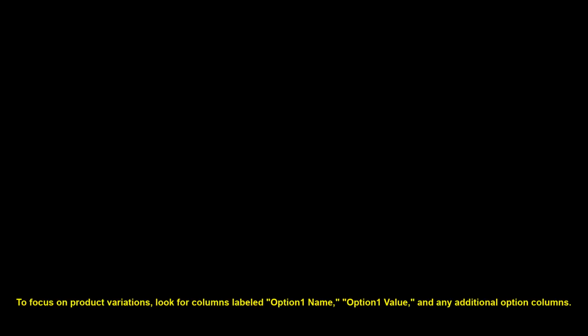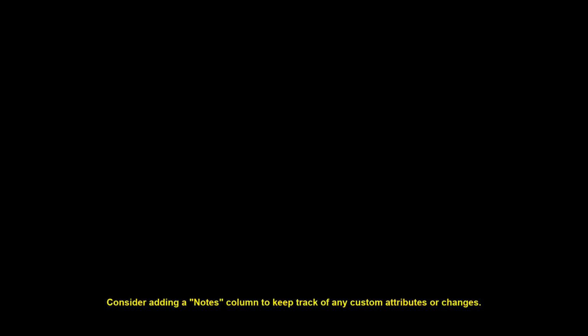In the spreadsheet, you will see a variety of columns representing product details. To focus on product variations, look for columns labeled Option 1 Name, Option 1 Value, and any additional option columns. Ensure each variation is clearly listed under the corresponding product by checking the rows. Consider adding a notes column to keep track of any custom attributes or changes.